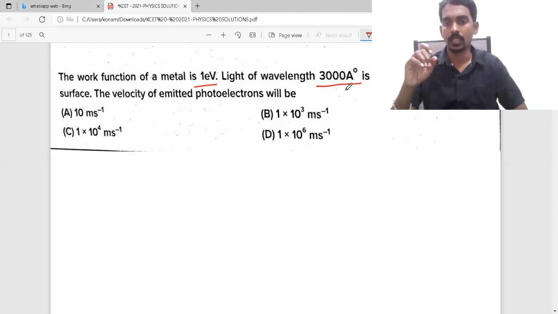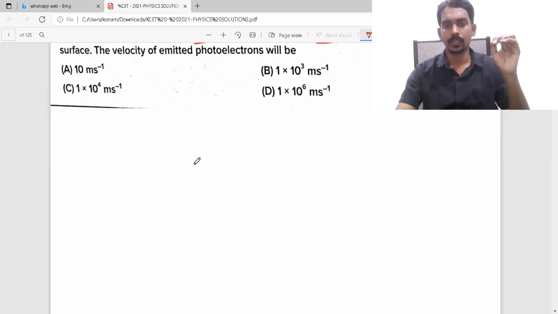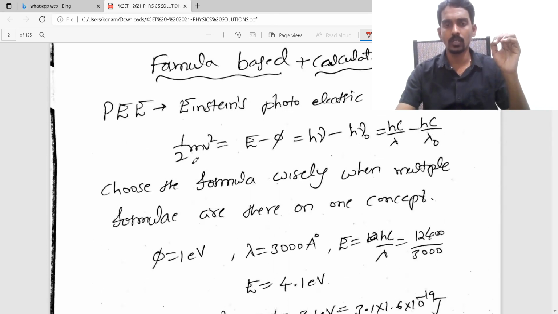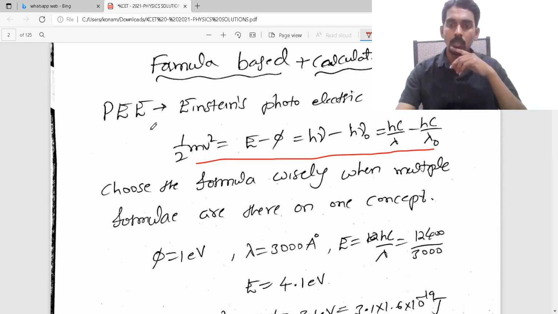So definitely that is a kind of time-taking process. But if you have practiced already, these questions are 100% sure, you won't miss them, and you will get full marks. And here I have given you the solution also. Just look at the solution. First I have taken the photoelectric equation, but there are many equations, so you need to choose wisely which one to take so that you get the answer in a fast and quick manner.